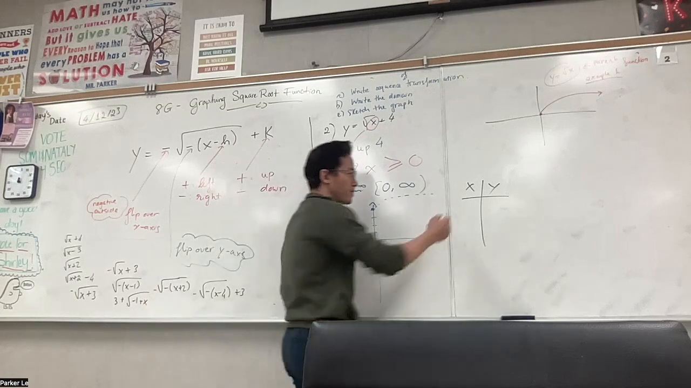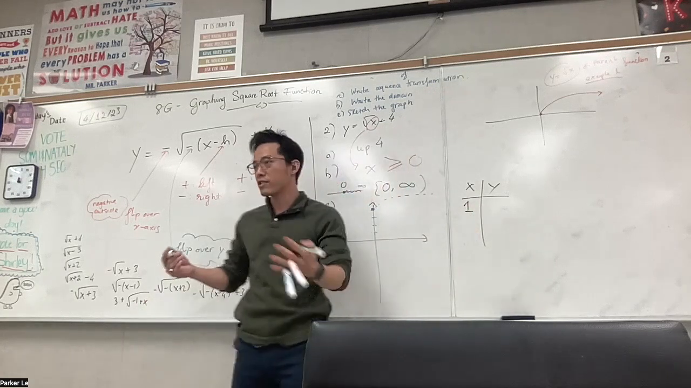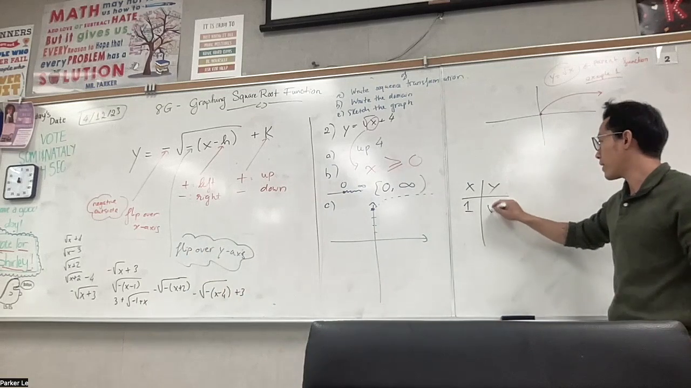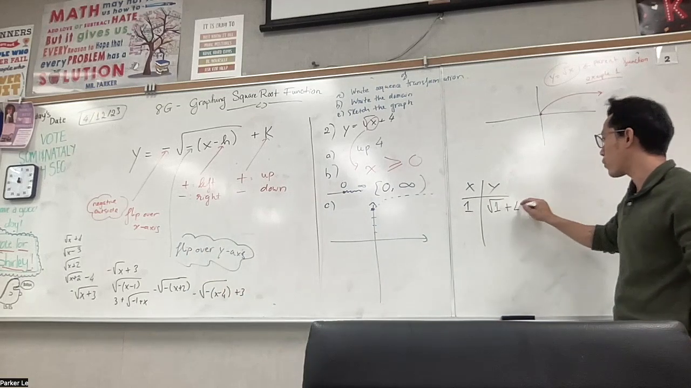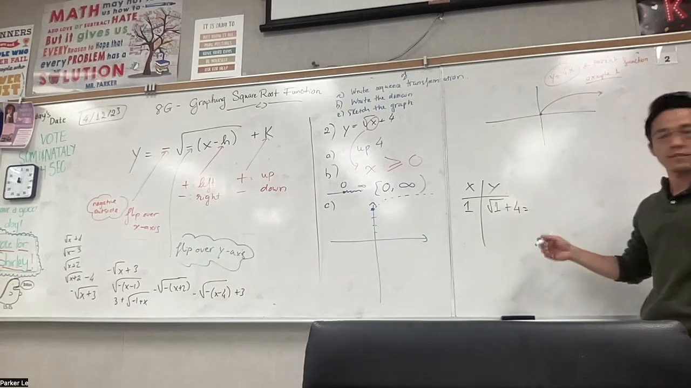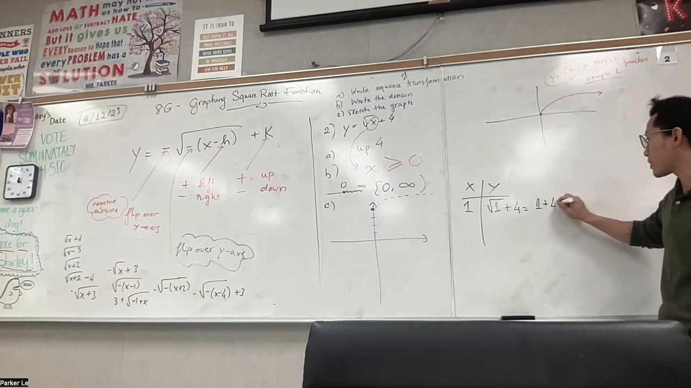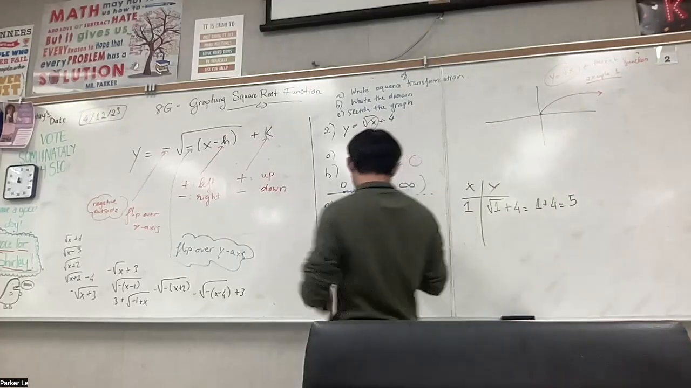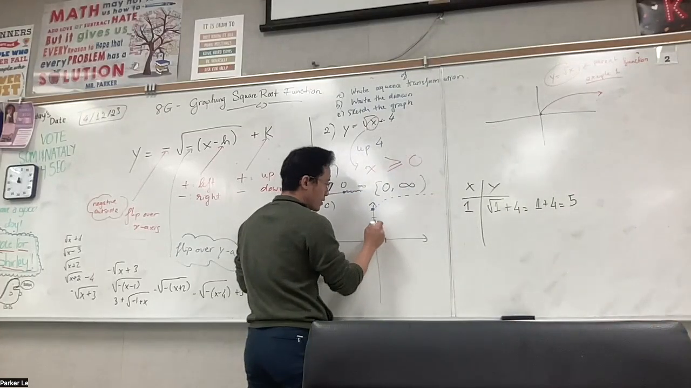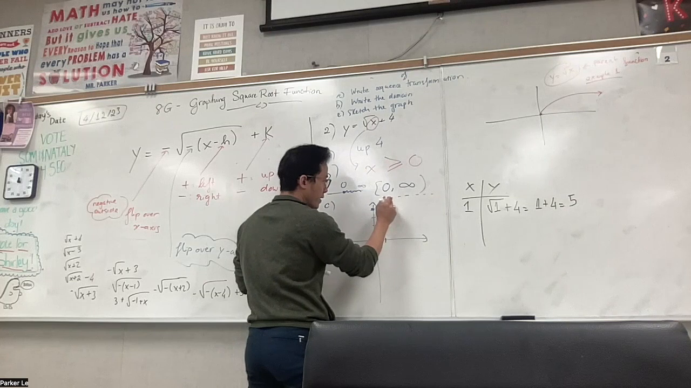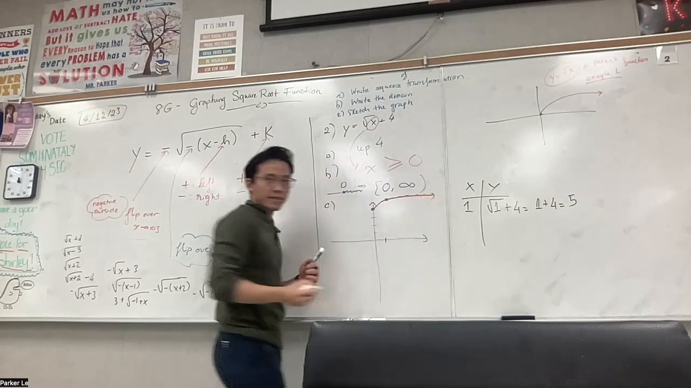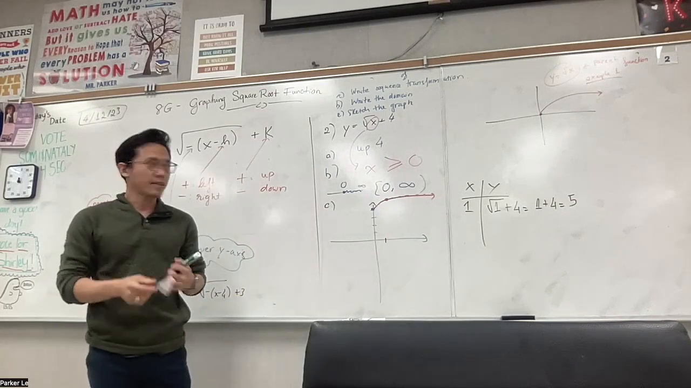1. Very good. Actually, give 1 point to Andrea. Yes, good. Be very fast. So 1 here, plug it in here, square root of 1 plus 4. What is square root of 1? 1 plus 4. 1 plus 4 is 5. The point is (1, 5). So I'm going to plot 1, 1, 2, 3, 4, 5, 5 right here. And then I just connect them to make the graph. That's it. Yeah, that's it.